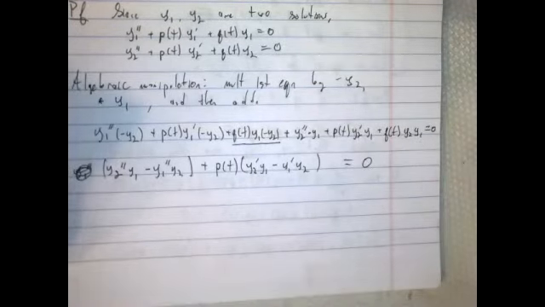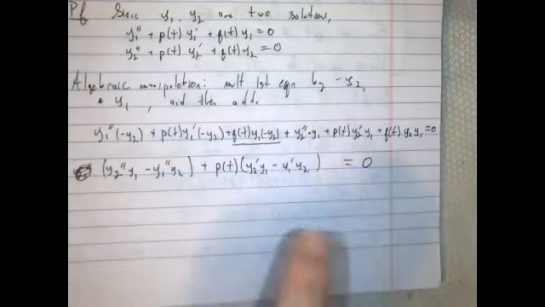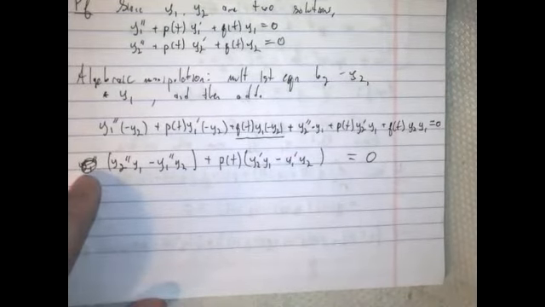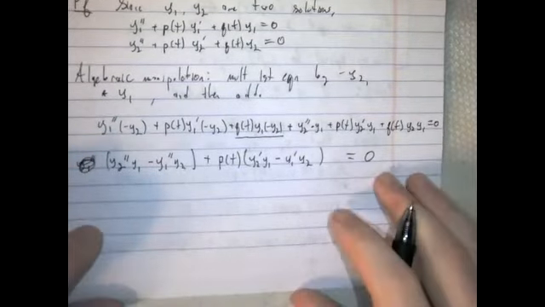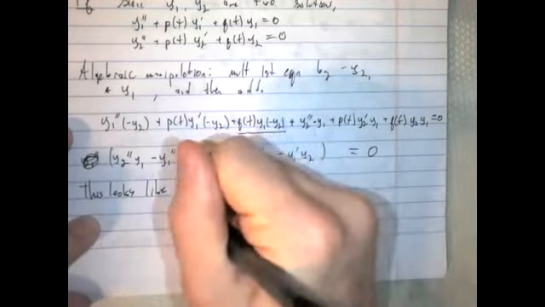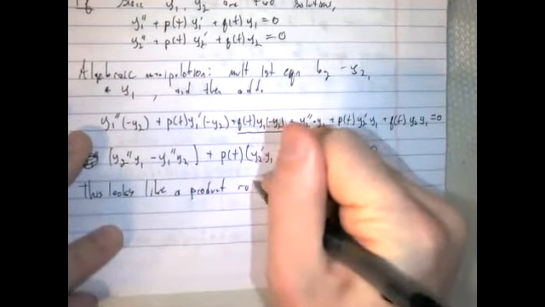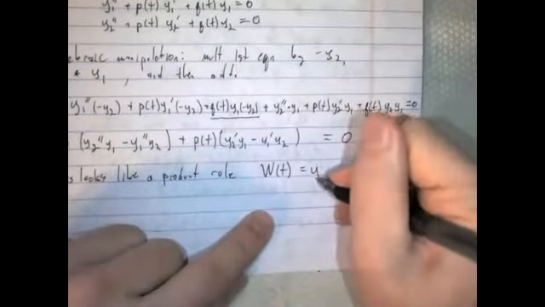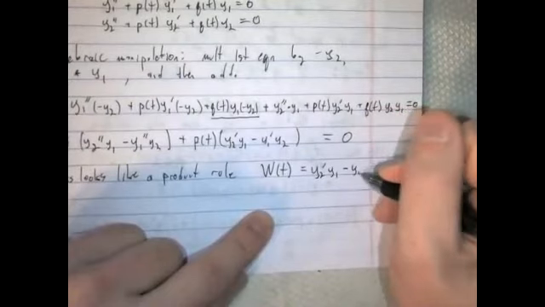Are we okay with what I've done here? Yes. Okay. Now, for an interesting question, can anyone recognize what this kind of looks like? Product rule? Looks like a product rule, exactly. This looks like a product rule if I make a new function, w of t is equal to y2 prime y1 minus y1 prime y2.